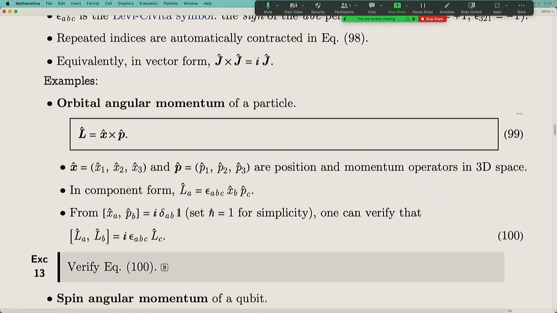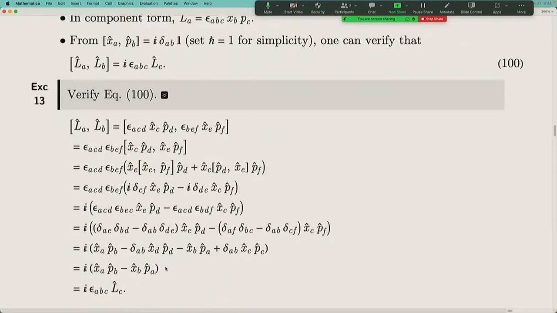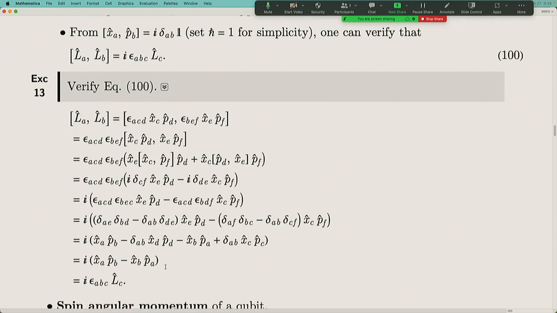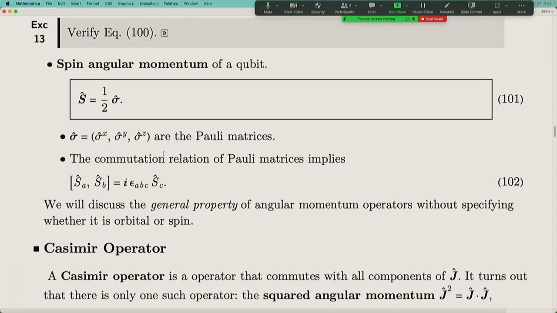If you want to see how to calculate that, you can look at exercise 13. I just show you how tedious that is. That's why I don't want to talk about it. But the idea is not difficult. You just need to substitute this definition of angular momentum in terms of position and momentum operators. That is for orbital angular momentum. There are a lot of indices, but don't worry. Just stay with it, and eventually you will end up with terms that simplify to the right-hand side, okay? So that's orbital angular momentum.